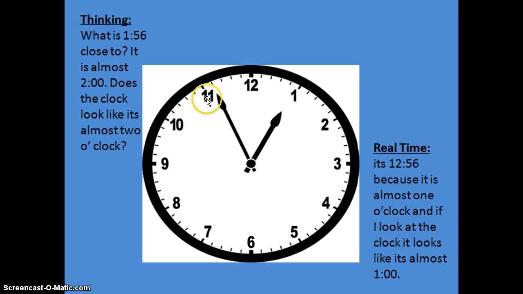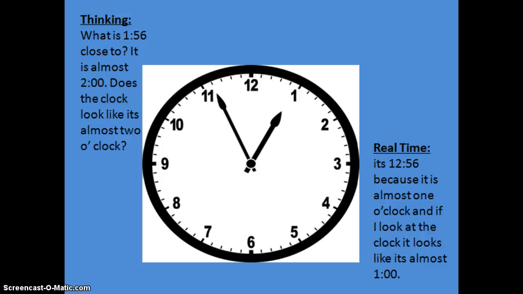And now, once I get to the 55, I need to count by 1s. These little marks mean 1 minute, so 55, 56. So the real time is 12:56 because it is almost 1 o'clock. And if you really look at the clock, it does look like it's almost 1 o'clock.